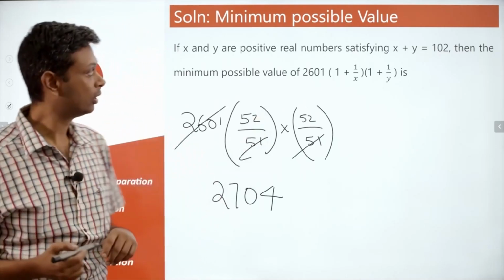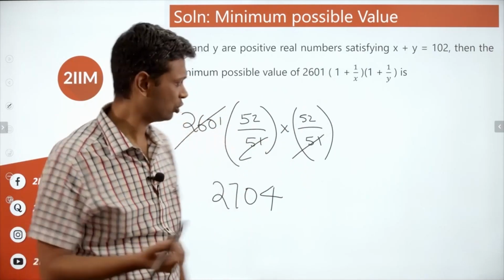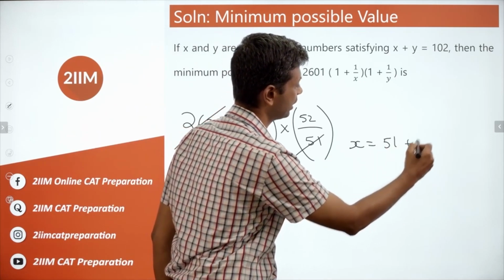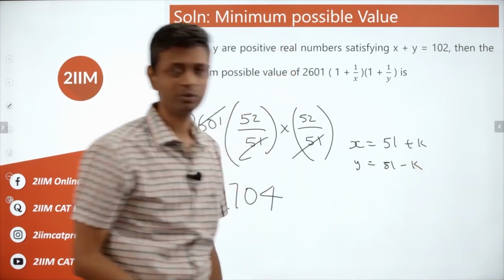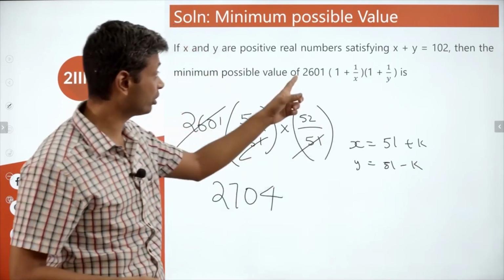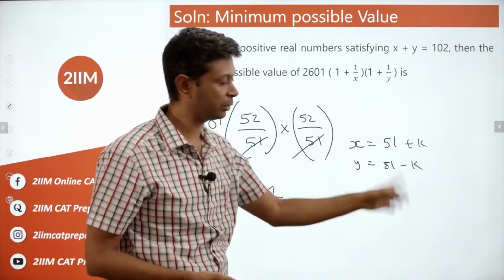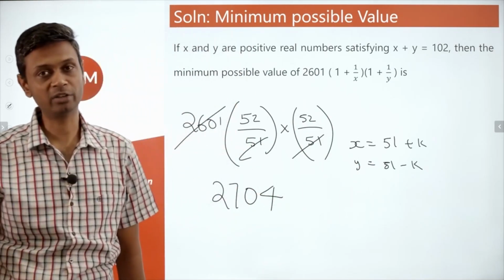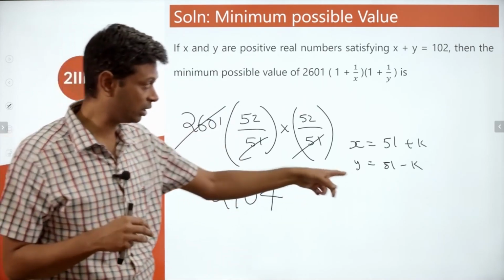The other way of doing this, x plus y is 102. I'm going to anchor around the midpoint. So I'm going to say x is 51 plus k, y is 51 minus k. So we've incorporated that constraint with a single variable. So you can say 2601 into 1 plus 1 by 51 plus k into 1 plus 1 by 51 minus k, and simplify. You'll get an expression in terms of k. You have a look at it, you'll be able to find where it goes to maximum, where it goes to minimum, and then you're good to go. The textbook method works like this.